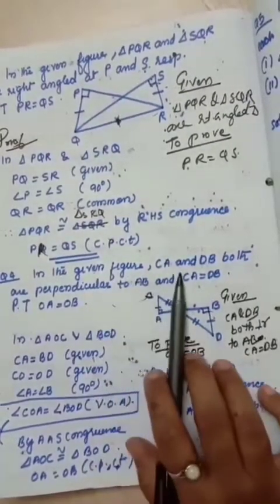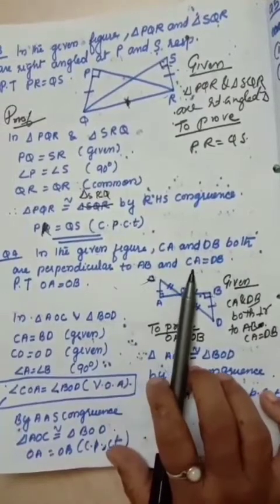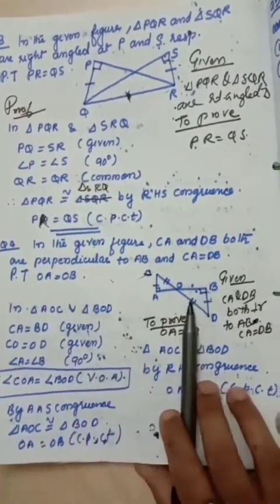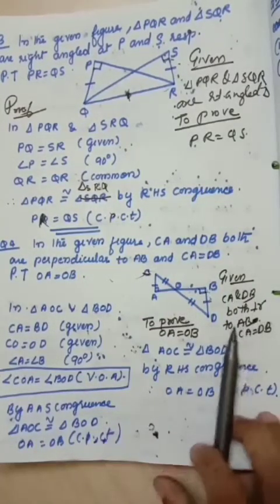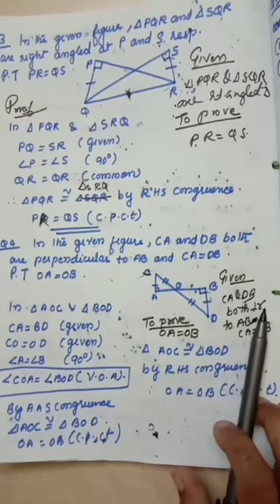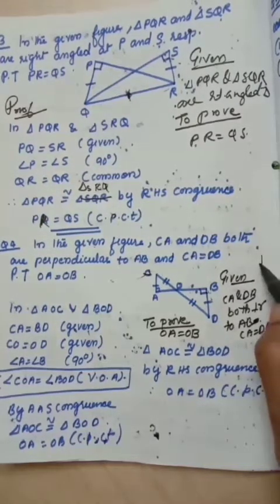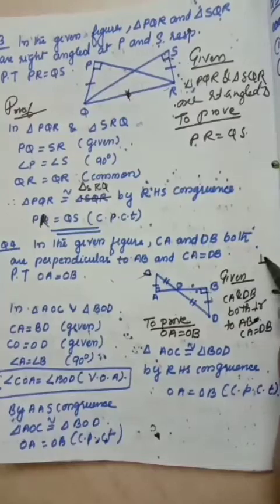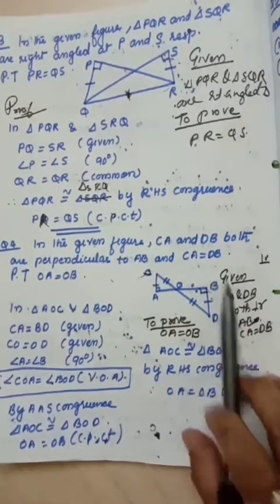Next, in the given figure, CA and DB are both perpendicular to AB and CA equal to DB. Prove that OA equal to OB. See the figure; what is given, I have written: CA and DB are both perpendicular to AB. You can write perpendicular here also. One straight line and an inverted T, that we call perpendicular. Okay, and CA equal to DB is also given.